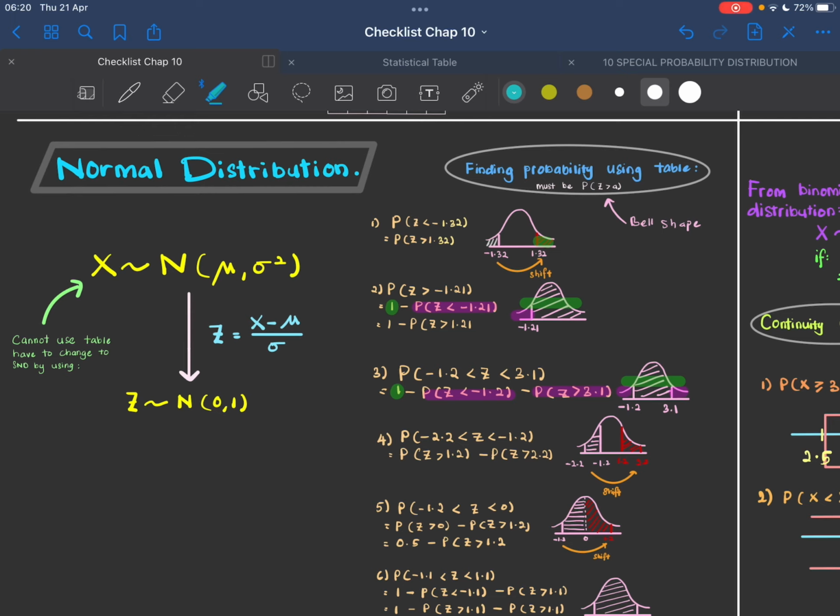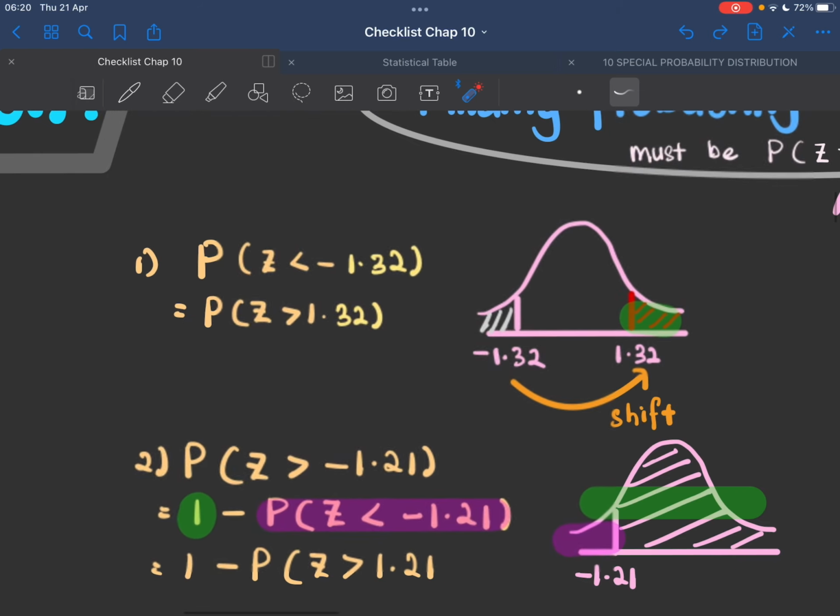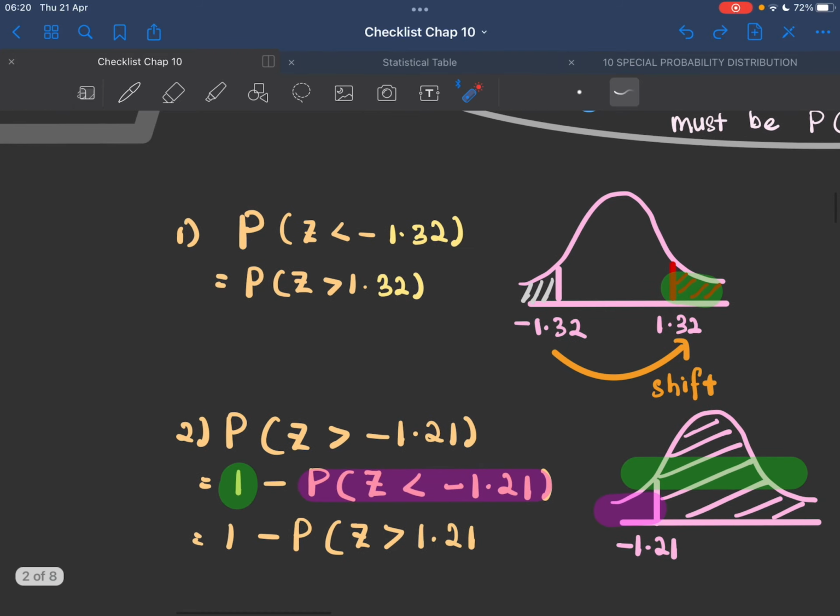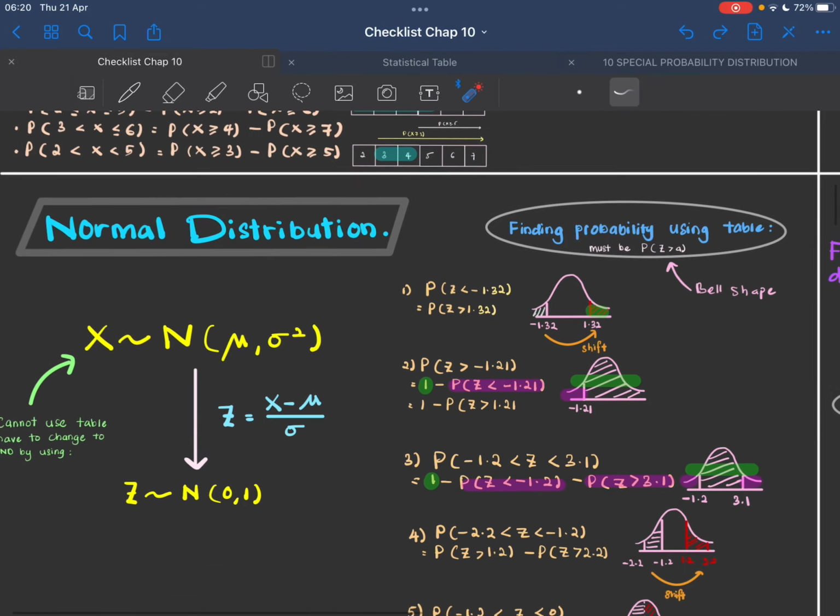So this one is a little bit different from binomial and Poisson because this is continuous. Okay, normal distribution is continuous. So since it is continuous, you know that we can just simply ignore the equal sign. As you can see from here, let's say you want to find the probability of z less than negative 1.32. If you have equal here, it is also the same thing. Okay, so just ignore the equal sign because it is continuous.